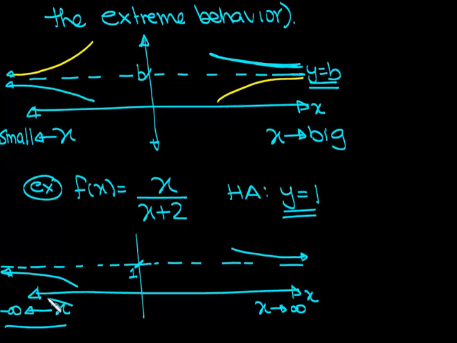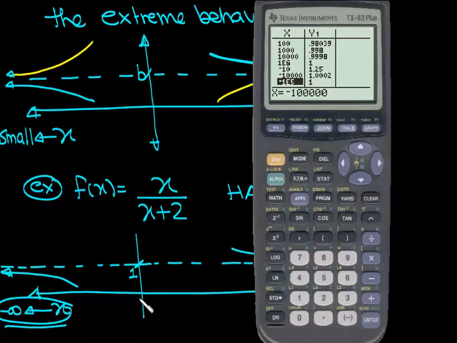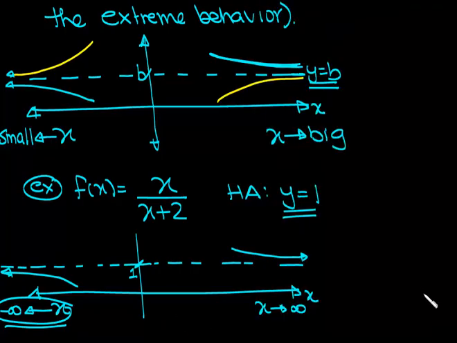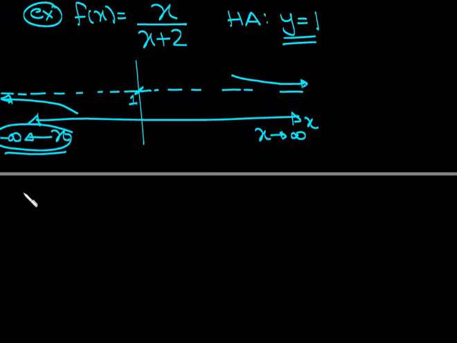The key thing is as x is getting smaller, the values of the function are approaching a fixed point 1, and you can see that from this little table. Okay, so now we know what a horizontal asymptote is. How do we find it? So let's do that.